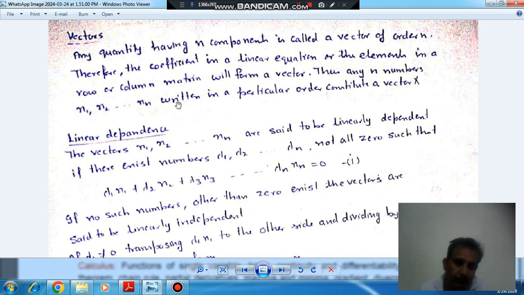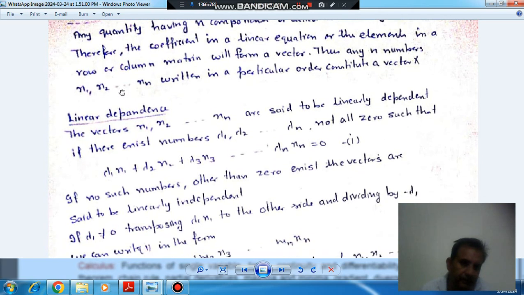In a linear equation, a11 x1 was there plus a12 x2 was there. The coefficients in these linear equations, or all the elements in a row matrix or column matrix, will form a vector. Any n numbers x1, x2 to xn written in a particular order is a vector. A vector is any quantity that has n components to define it.